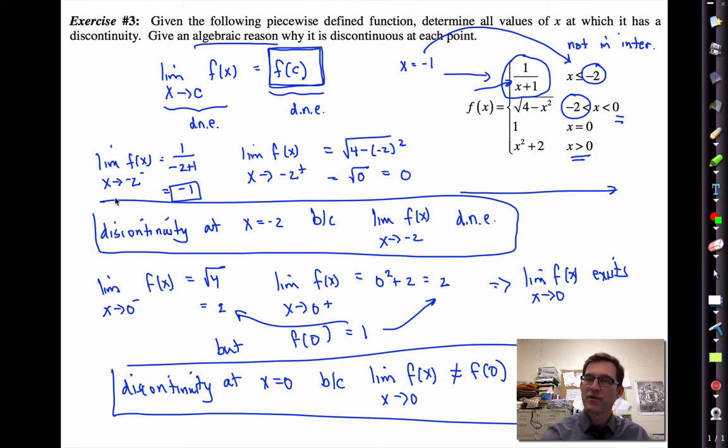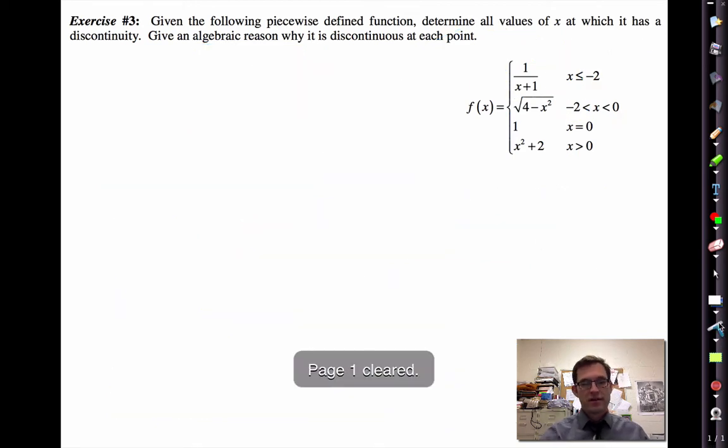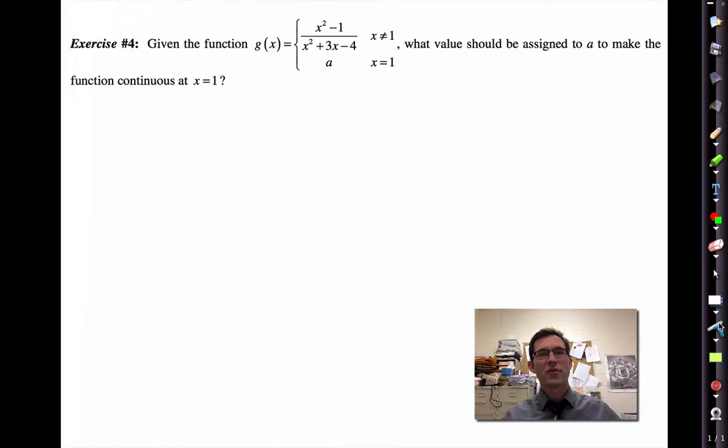All right, let's get rid of it. Okay, let's take a look at another problem. I love number 4. Given the function g of x equals blah, blah, blah, what value should be assigned to a to make the function continuous at x equals 1?